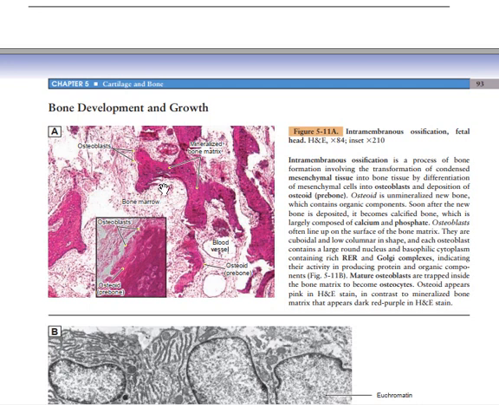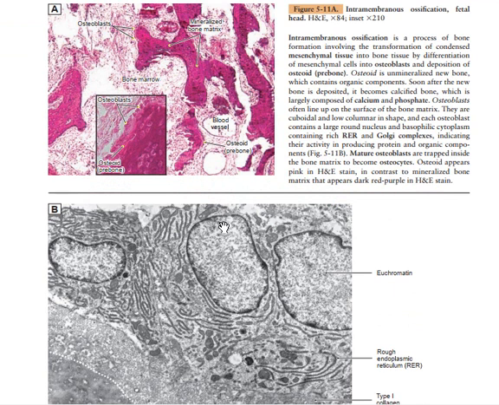Is it clear? So we have the bone matrix inside here, and we already have osteocytes. At the beginning, the first osteoblasts start in the center, and when they proliferate and secrete the matrix, the ones that started stay in the center to become osteocytes, while the ones outside continue producing calcium and phosphate to continue mineralizing the bone until the whole mesenchymal tissue is mineralized. Is it clear? That is it.